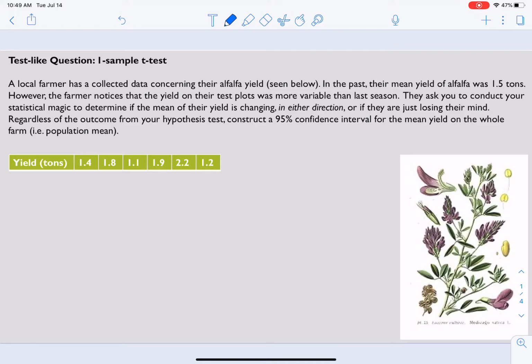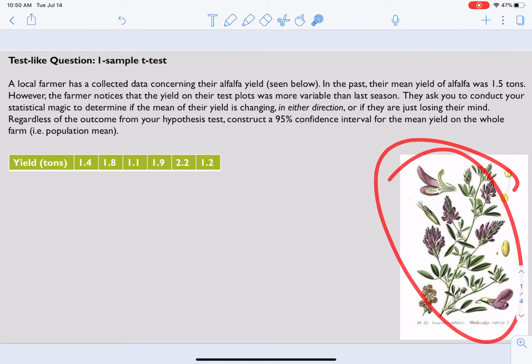Okay, so here it is. And this is very similar to what you might see on a test. Here's a question. A local farmer has collected data concerning their alfalfa yield. So we've got that data down here. In the past, their mean yield of alfalfa was 1.5 tons.